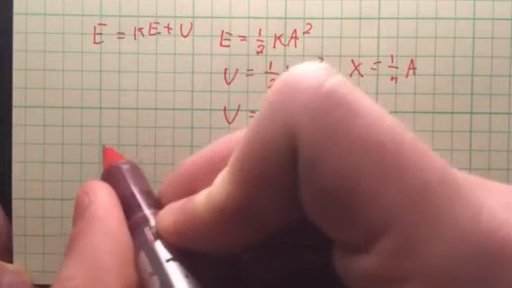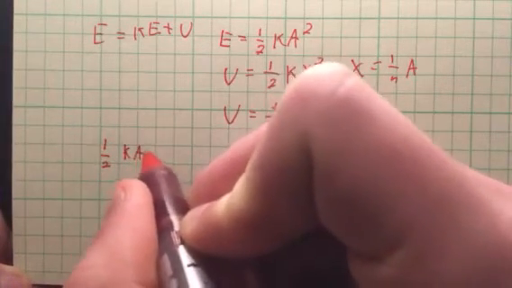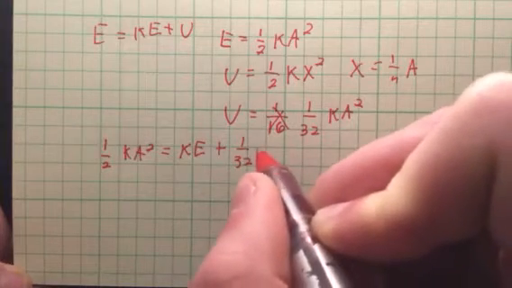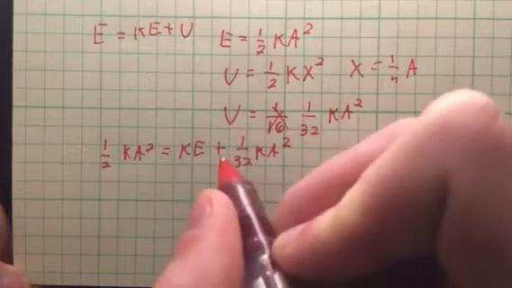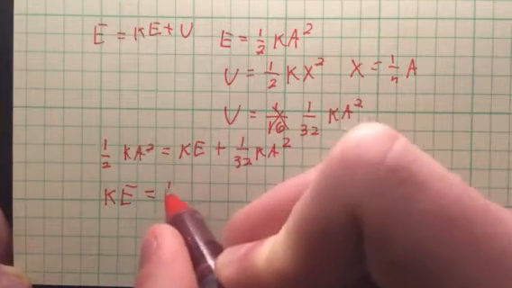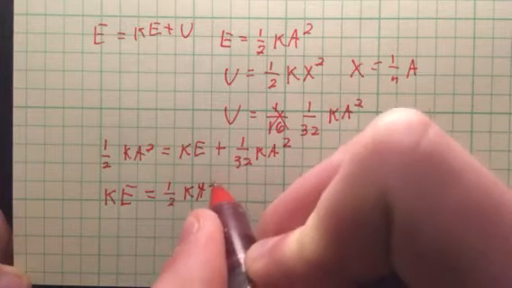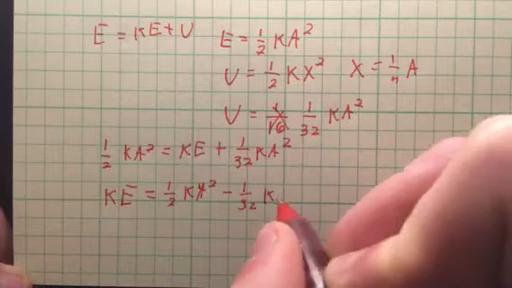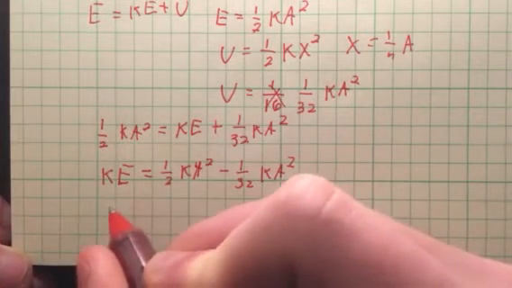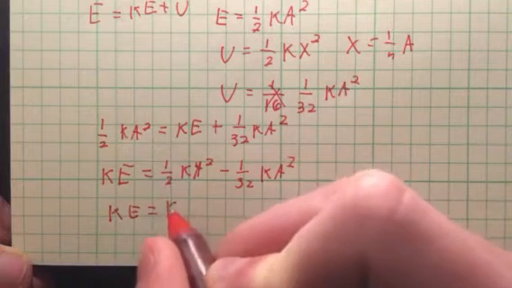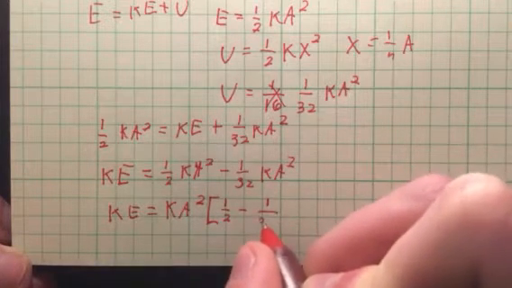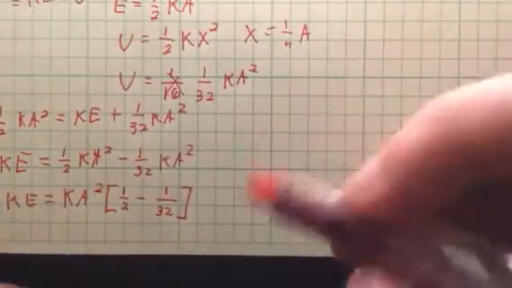So let's actually plug these into our equations. So we have 1/2 kA squared equals the kinetic energy plus 1/32 kA squared. All right, so then we solve for kinetic energy at this point, which we can see is going to be 1/2 kA squared minus 1/32 kA squared. We can factor out the kA squared, so then we would have KE equals kA squared times 1/2 minus 1/32.